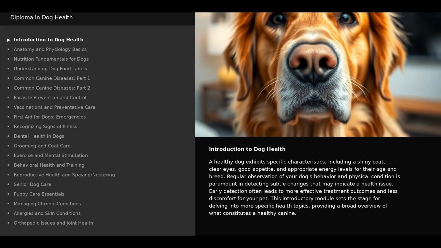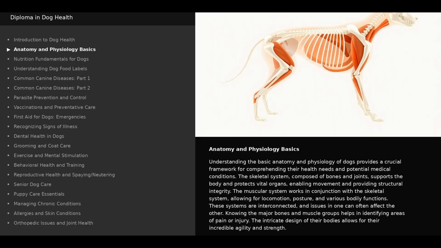A healthy dog exhibits specific characteristics, including a shiny coat, clear eyes, good appetite, and appropriate energy levels for their age and breed. Regular observation of your dog's behavior and physical condition is paramount in detecting subtle changes that may indicate a health issue. Early detection often leads to more effective treatment outcomes and less discomfort for your pet. This introductory module sets the stage for delving into more specific health topics, providing a broad overview of what constitutes a healthy canine.